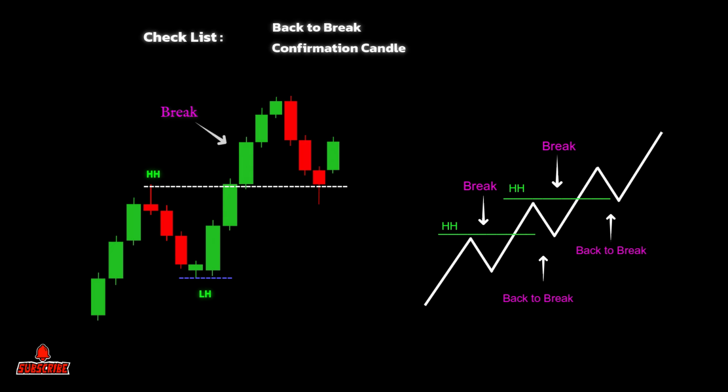Next, we simply wait for price to pull back into the broken level, the same area that previously acted as resistance and is now expected to function as support. Within this zone, we look for our first confirmation based on our strategy checklist. After that, we wait for the second confirmation, which is a candle confirmation. Make sure to watch the video placed in the corner of the screen so you clearly understand what type of candle we're looking for in this area and what exactly qualifies as a valid entry signal.